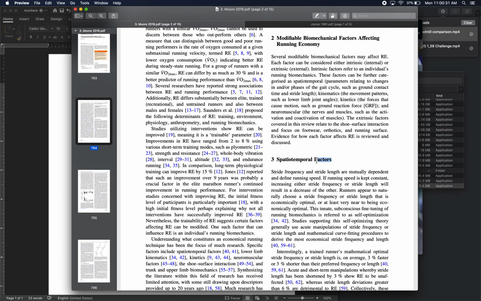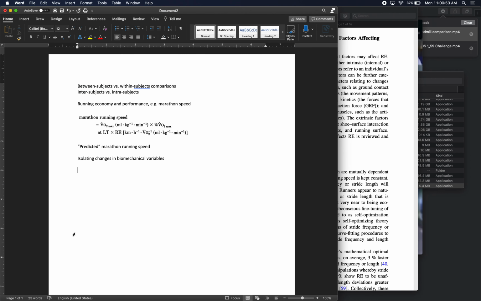anytime you see this term, spatiotemporal factors, in reference to any form of locomotion, not just running, but walking, sprinting, cycling, swimming, rowing, any sort of movement where you're doing this cyclical, repeated motion over and over again to translate the body over a certain distance, the speed at which you translate the body is going to be the product of two biomechanical variables. It's going to be your stride length times your stride frequency.